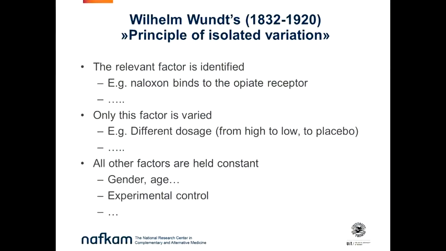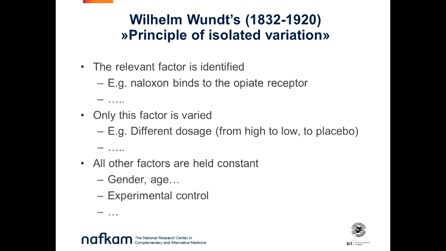Well, I'm by training a psychologist. I studied biopsychology, which today would be neuroscience, and I have been tortured with Wilhelm Wundt for many, many years. So what he says is that in an experiment, you have to identify the relevant factor. That could be, for example, that naloxone binds to the opiate receptor, many, many other things. But you have to identify that one factor that influences your phenomenon.